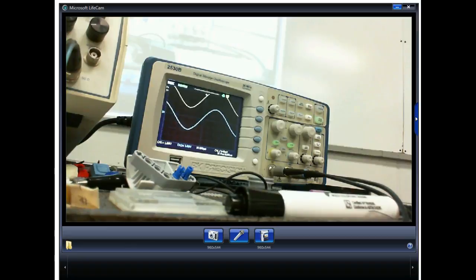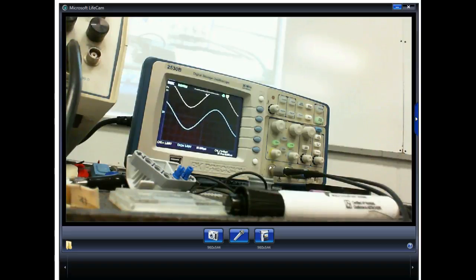So I'm going to start varying the supply voltage. Right now I have 10 volts. What do you want to do? Isn't that what it says? The supply voltage? Okay, so here we go. I'm turning the voltage down.